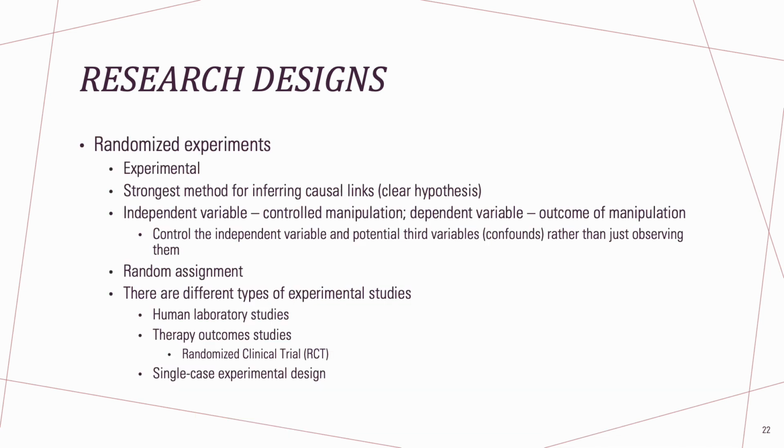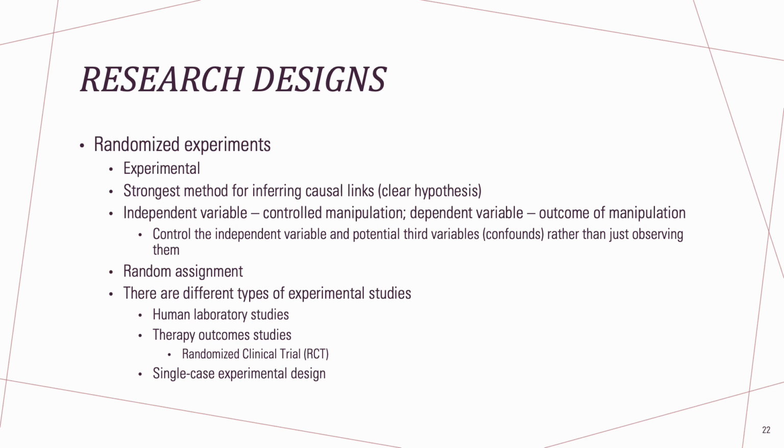Okay, and so we also have randomized experiments. So remember we talked about the experimental domain, and so randomized experiments tend to be the strongest method for inferring causal links. So we can have a clear hypothesis. So there's some independent variable that we're typically controlling, some sort of manipulation of, and we have the dependent variable, which is the outcome of the manipulation. And we do this controlling to account for those confounds.